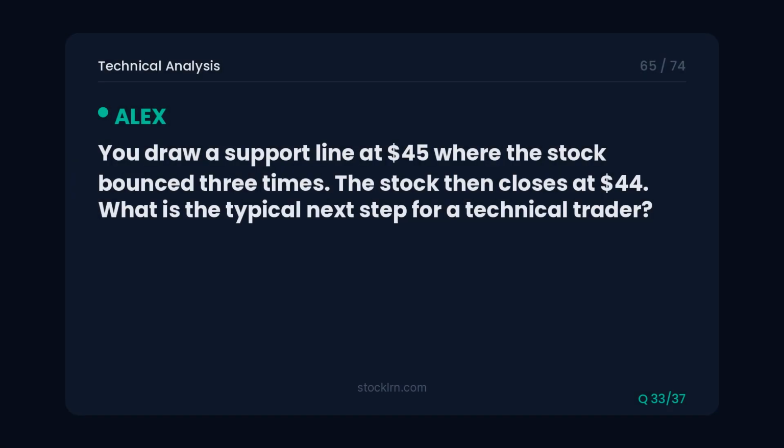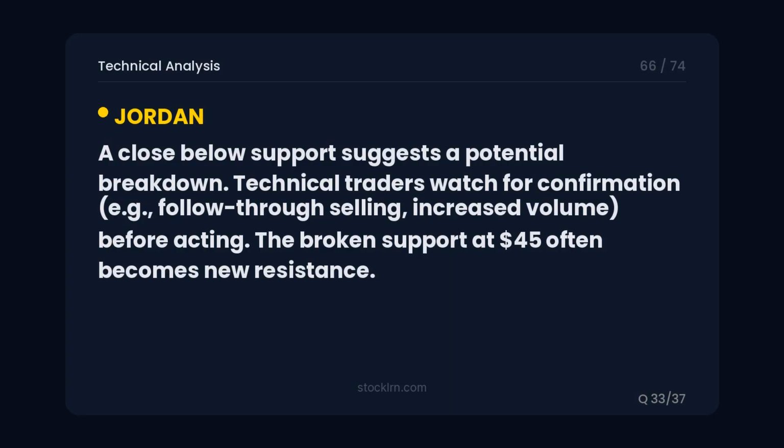You draw a support line at $45 where the stock bounced 3 times. The stock then closes at $44. What is the typical next step for a technical trader? A close below support suggests a potential breakdown. Technical traders watch for confirmation, e.g., follow-through selling, increased volume, before acting. The broken support at $45 often becomes new resistance.